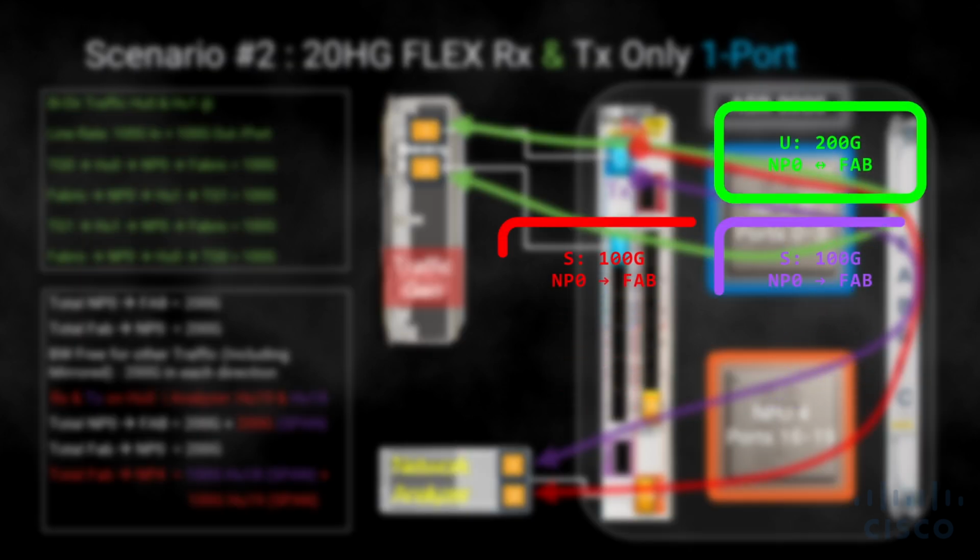So NPU 0 is going to send 200 gig of user traffic to the fab and another 200 gig of mirror traffic to the fab. So basically 400 gig going to the fab. 100% of that is used up now of that slice.